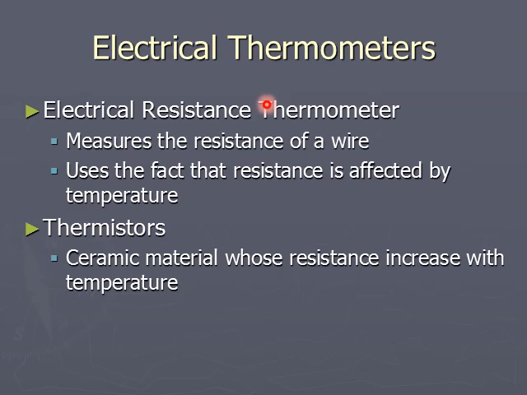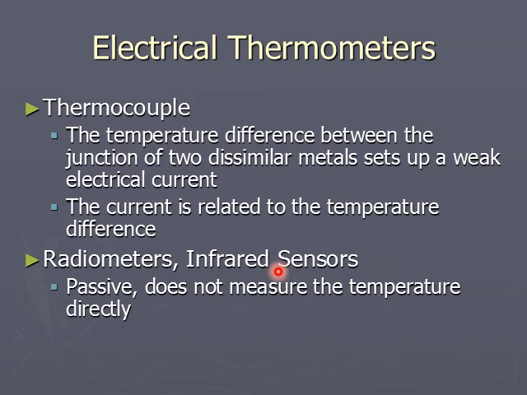Alright, so they have electronic versions of these thermometers now. One is based on electrical resistance. The resistance of the wire depends on the temperature. So if you can measure the resistance, we can infer the temperature. There's a thing called a thermistor. It's a ceramic material whose resistance increases with temperature. So again, you measure the resistance, you can measure the temperature.